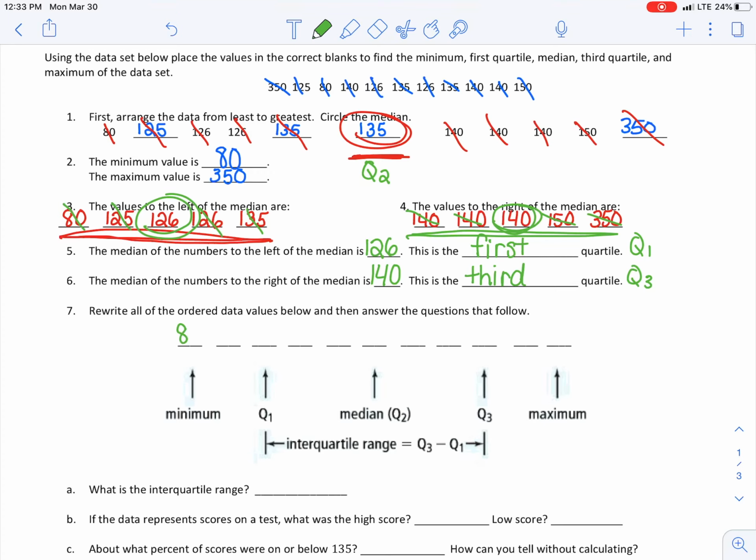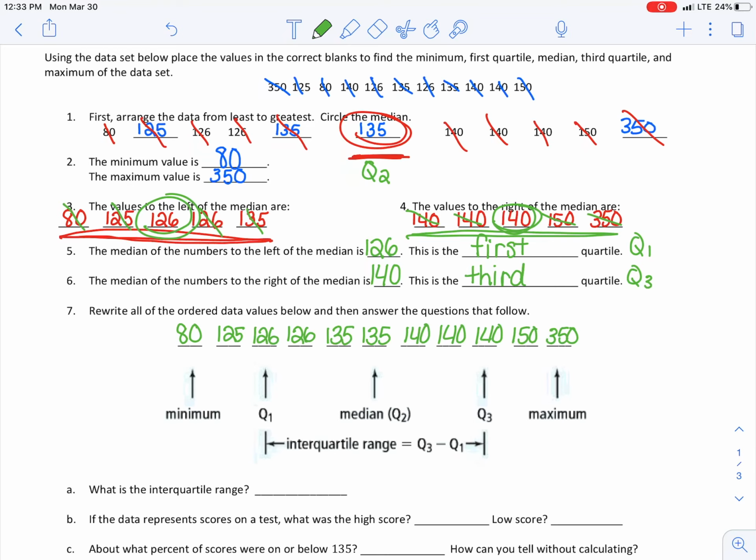Okay, so let's go ahead and rewrite. We have 80, 125, 126, 126, 135, 135, 3 140s, a 150, and a 350.